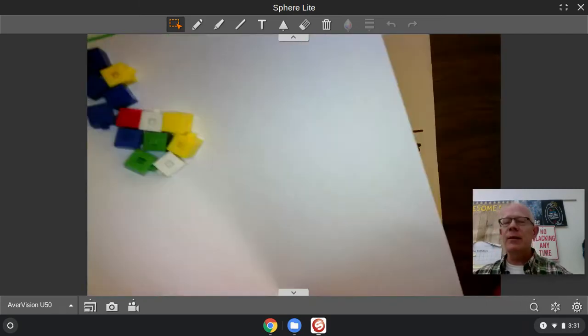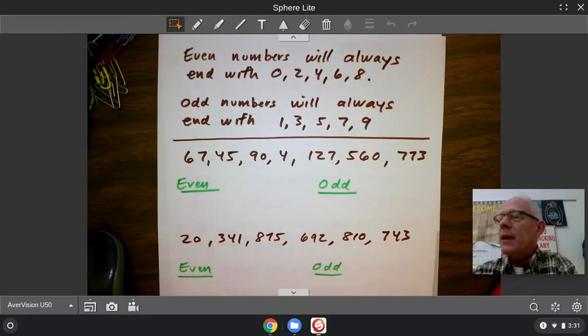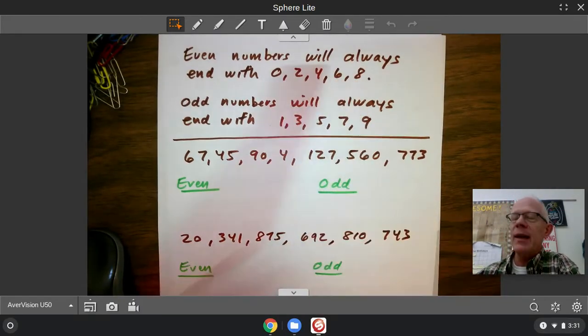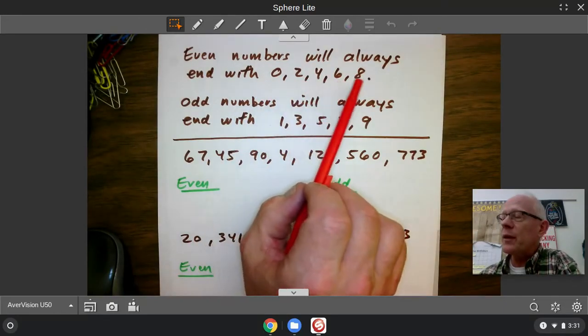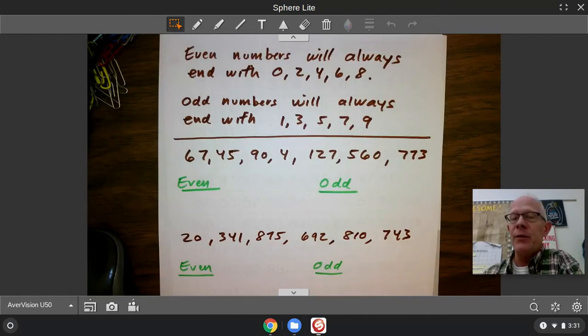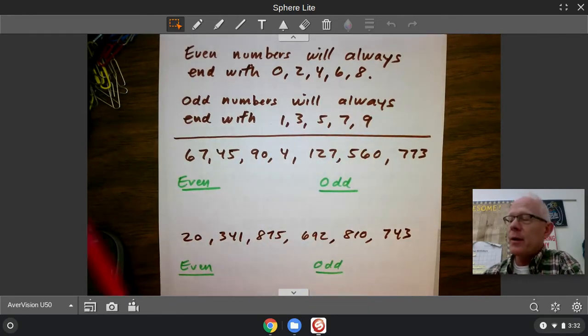So what are odd and even numbers? Let me go like this. And there's the definition of odd and even numbers. Even numbers will always end with 0, 2, 4, 6, 8. Or another way to say that is even numbers will always have a 0, 2, 4, 6, 8 in their ones place value. Odd numbers, on the other hand, will always end with 1, 3, 5, 7, 9. Or they will always have a 1, 3, 5, 7, 9 in their ones place value. Okay, so that's how you can tell if a number is even. It ends in 0, 2, 4, 6, 8.